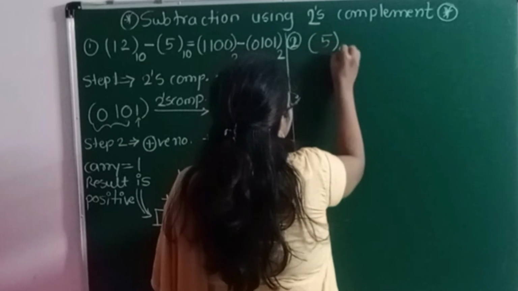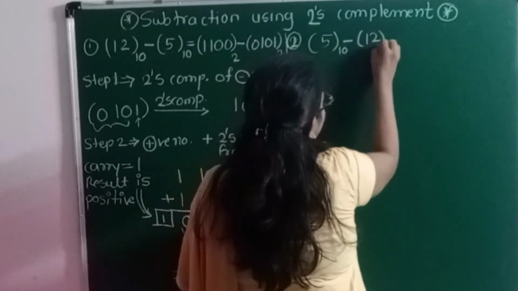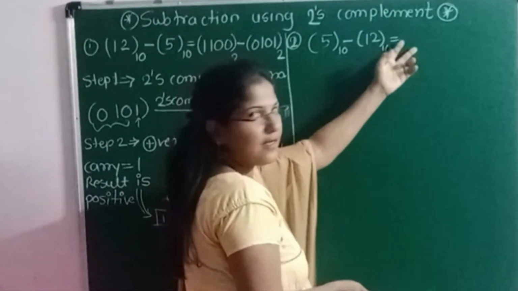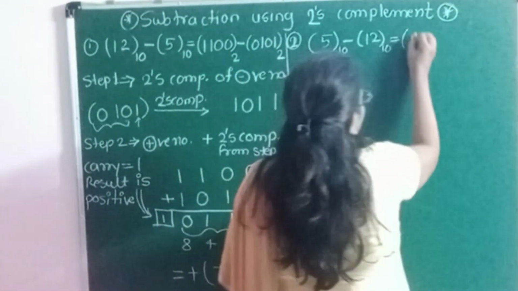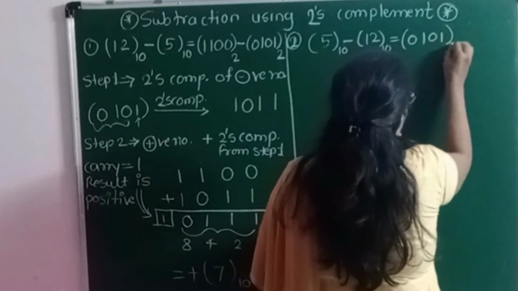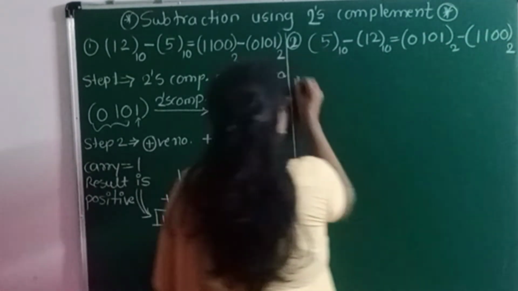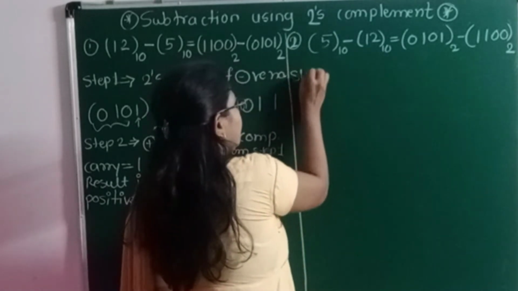5 in decimal form, then 12 also in decimal. So write their equivalent binary. Now here I will write the binary equivalent directly. 0, 1, 0, 1 minus 1, 1, 0, 0. Again, all the steps are the same.